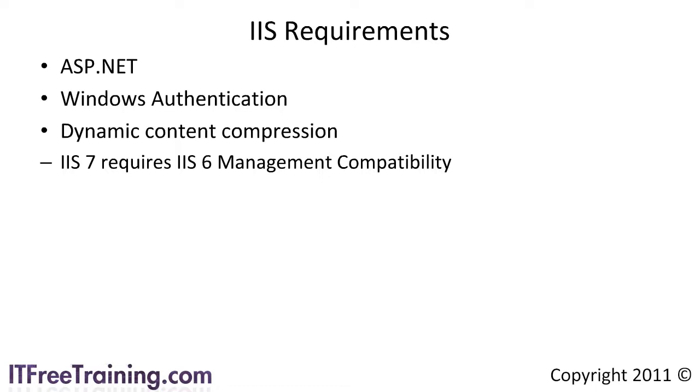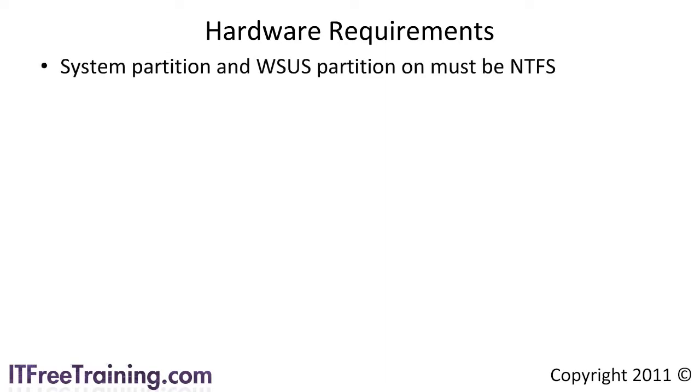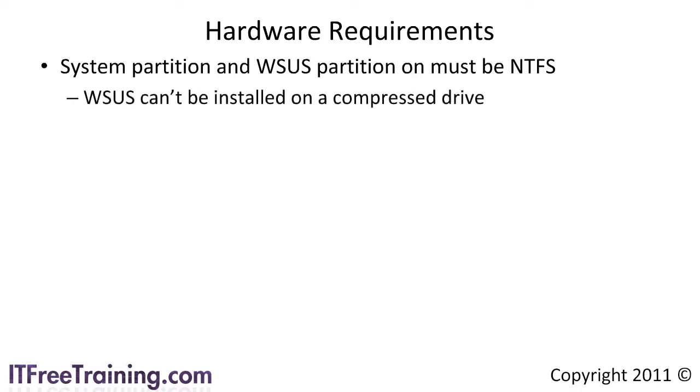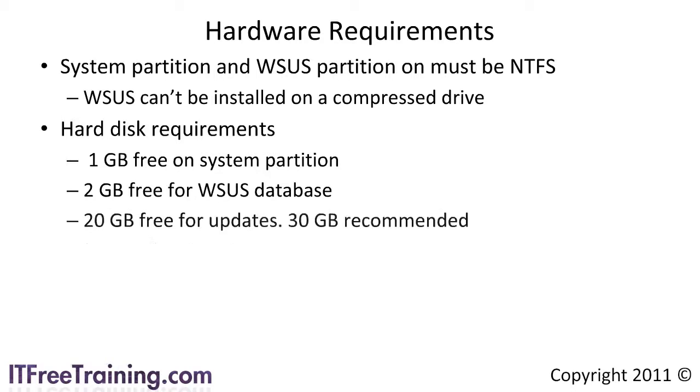Once you have met all the software requirements, there are also some hardware requirements to meet. The first requirement is the system and WSUS partition must be formatted with NTFS. The WSUS partition must also not be a compressed drive. For the disk space requirements, you require 1 GB free on the system partition. The database requires 2 GB of space, and lastly, you need 20 GB free to store updates.